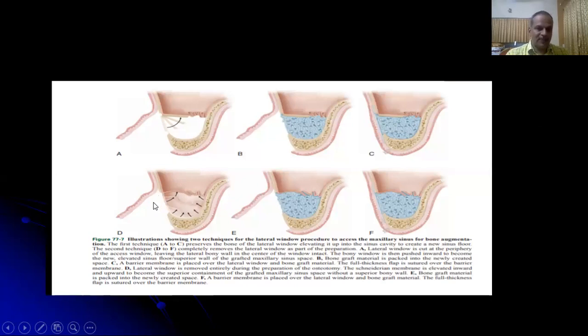Bone of the lateral window is completely removed. To maintain the bone of the lateral window, a small high-speed diamond burr can be used, or a piezoelectric device can be used to drill out the bone around the periphery of the lateral window so that the central portion of the bone remains intact.